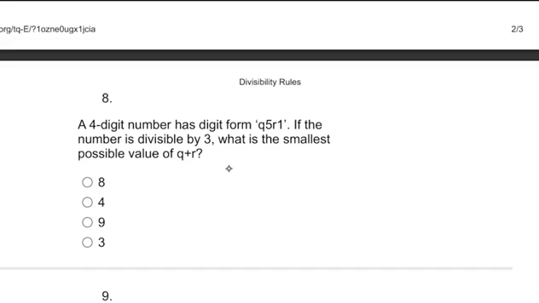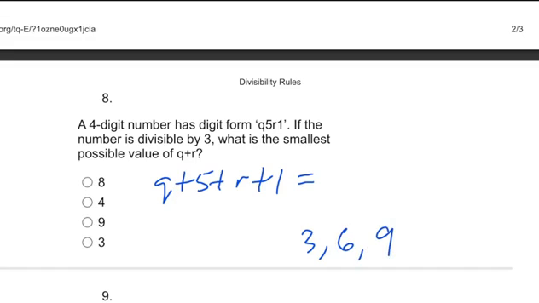So a number is divisible by 3. All right. So this might be challenging to us. Let's look at it together. So what we're going to do is very simple. For a number to be divisible by 3, its sum must be equal to what? The sum of the digits must be a number that is divisible by 3. So Q plus 5 plus R plus 1 must be a number that is divisible by 3.